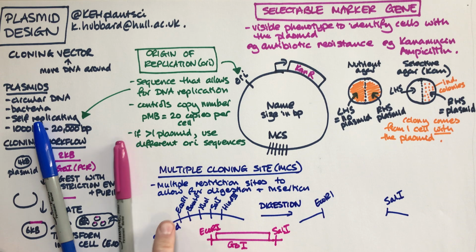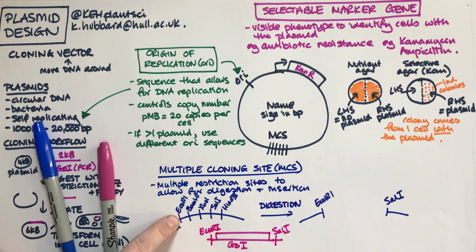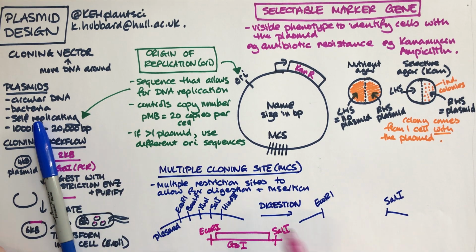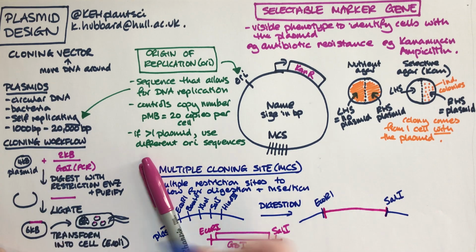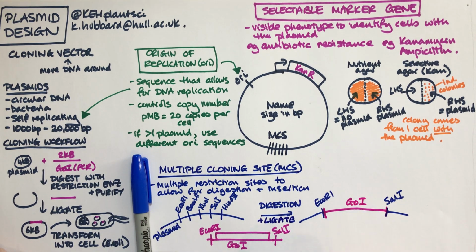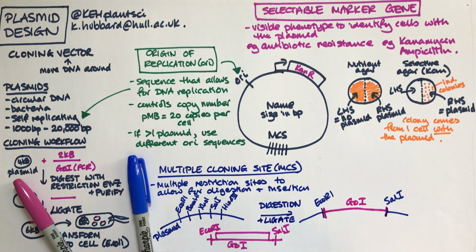Okay, if I digest with EcoRI, then we'll make the sticky end there. So we've got EcoRI and EcoRI. Those have the same sticky end, so those are able to then stick back together. So EcoRI will stick to the EcoRI site in the gene of interest, and the same at the other end with the SalI. Okay, so when I digest them and then ligate them together, then I can get my gene of interest into the plasmid, and then I can go and select it on there.